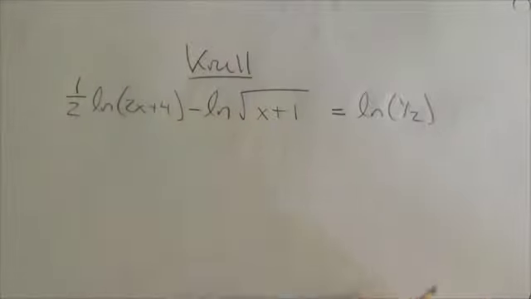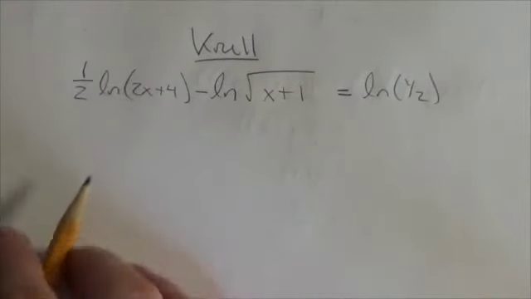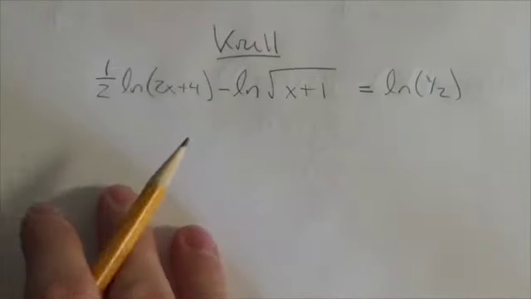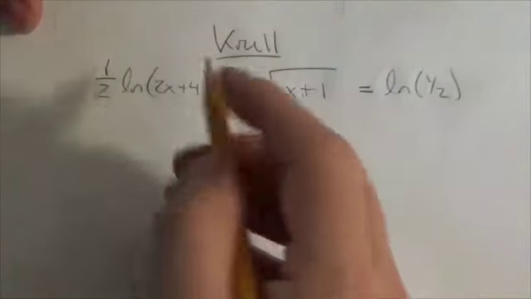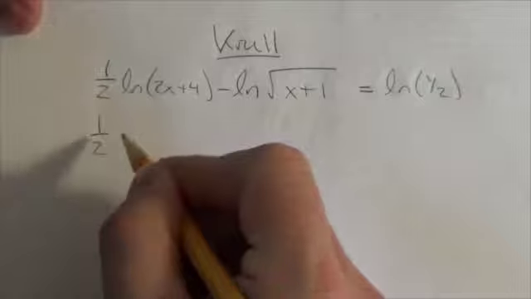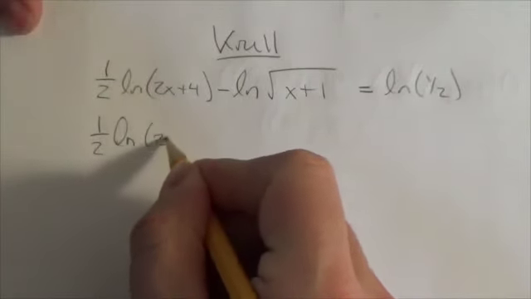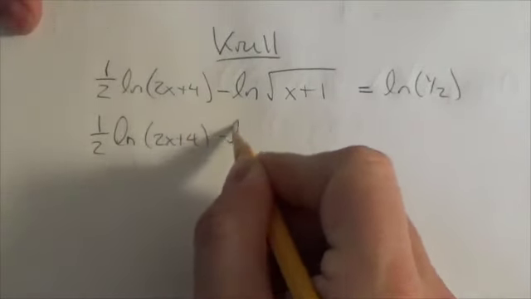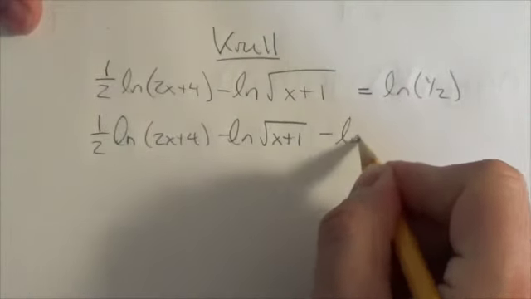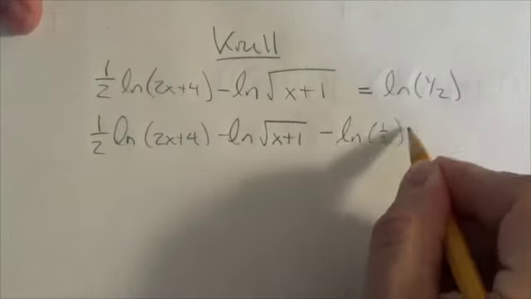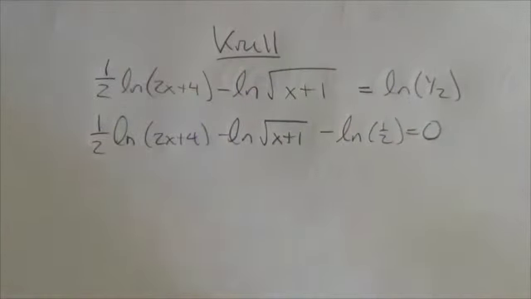What this colleague of mine suggested is that the very first thing we do is bring all terms that have a logarithm in them over to one side. So that'll make this 1/2 the natural log of 2x plus 4 minus the natural log of the root of x plus 1 minus the natural log of 1/2. In this case, there are no other terms, and so the other side of the equation is just going to be 0.